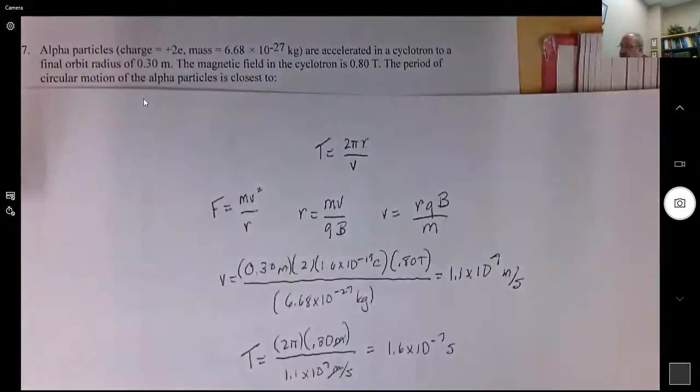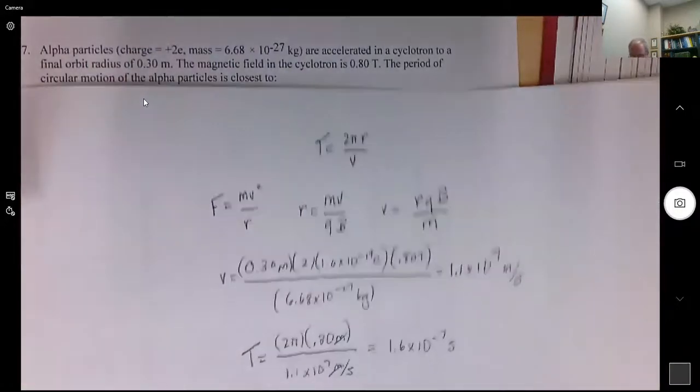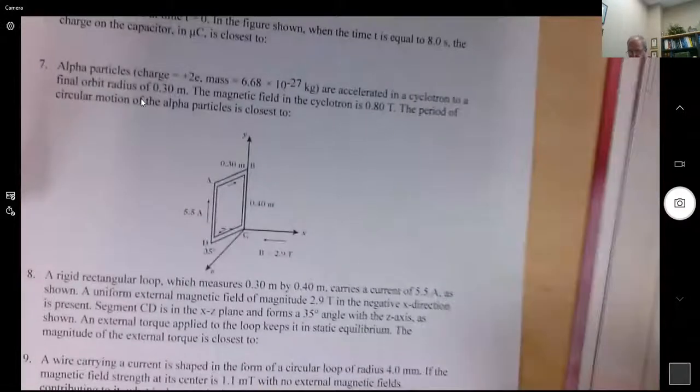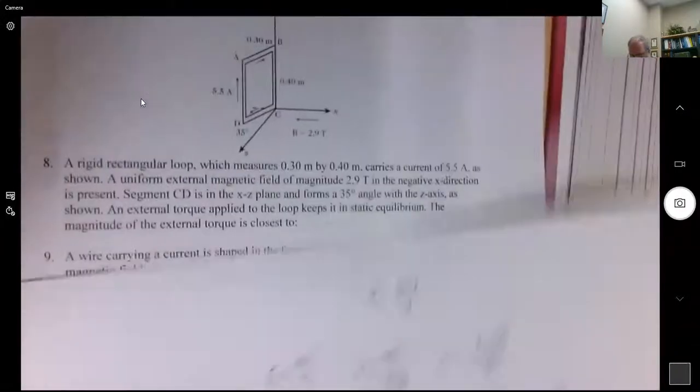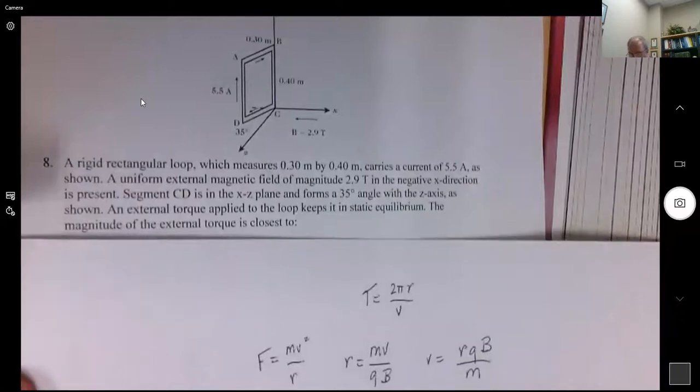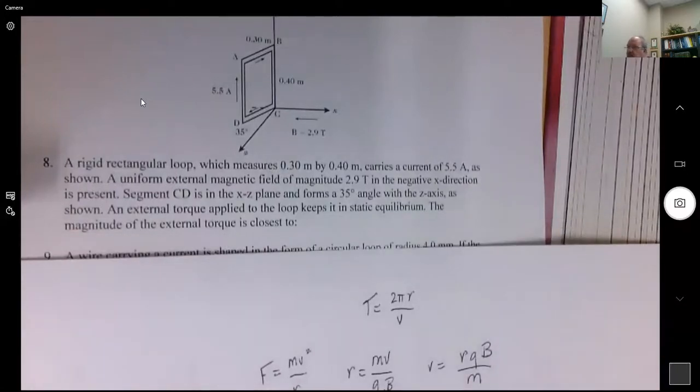Okay, so it's spinning around really fast already. Okay, now, next problem. So we have a rigid rectangular loop. This is one of these niggly torque problems.